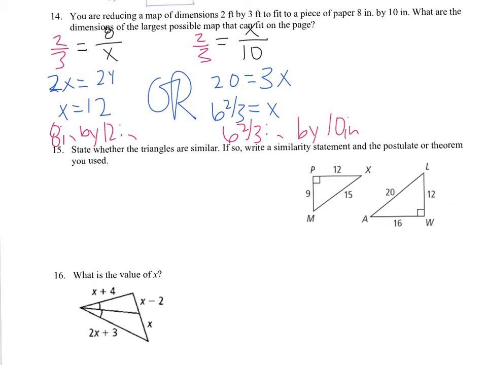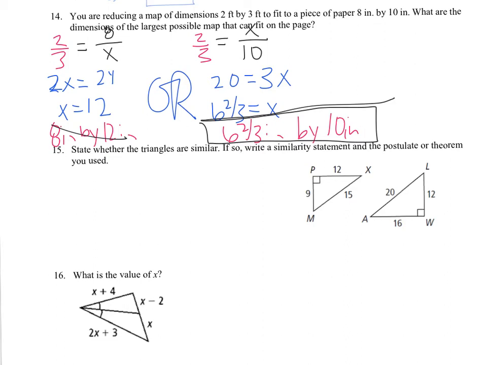Only one answer can be right. So again, when I'm looking at this, it has to be in between 8 and 10. So this is not in between 8 and 10. 12 is too big. 12 would go off the paper. So this one, no go. So 6 2/3 by 10, that would be my dimension that could fit on the 8 by 10.